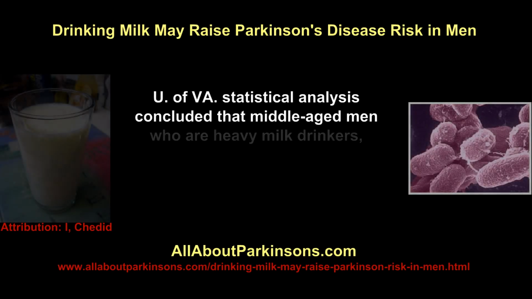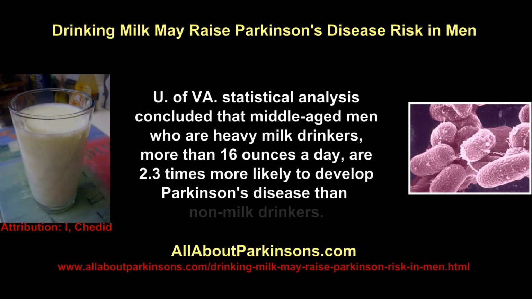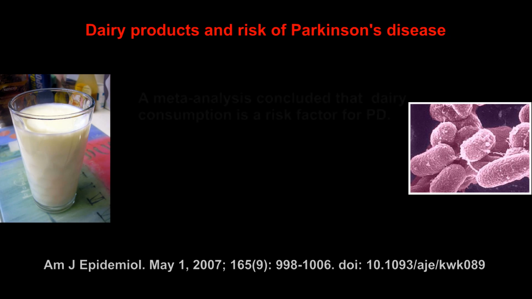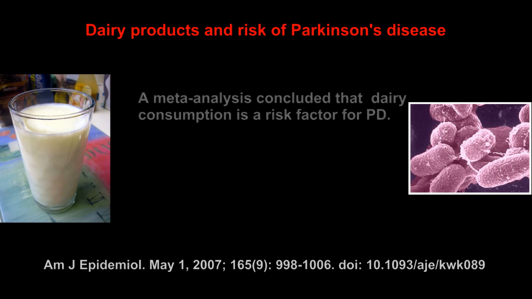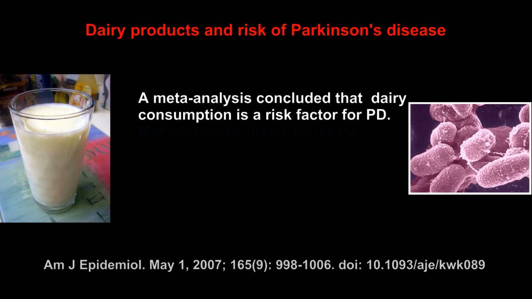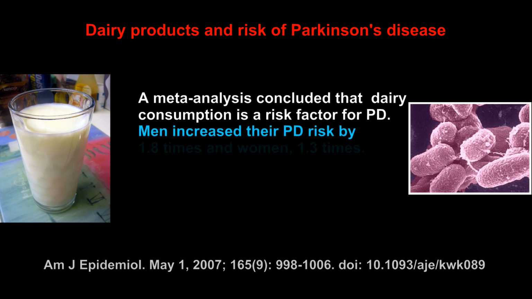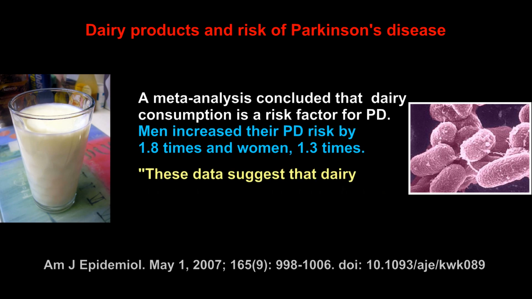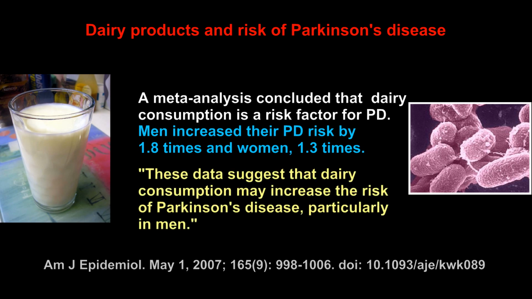A University of Virginia statistical analysis concluded that middle-aged men who are heavy milk drinkers, more than 16 ounces a day, are 2.3 times more likely to develop Parkinson's disease than non-milk drinkers. A meta-analysis concluded that dairy consumption is a risk factor for Parkinson's disease. Men increase their Parkinson's risk by 1.8 times and women 1.3 times. These data suggest that dairy consumption may increase the risk of Parkinson's disease, particularly in men.